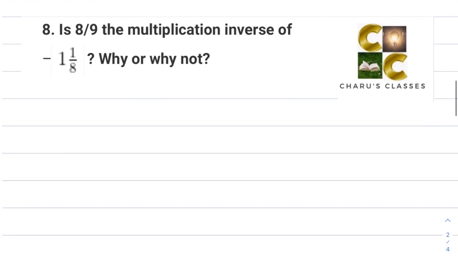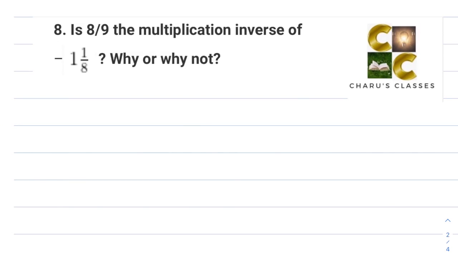Question number 8. Is 8 by 9 the multiplicative inverse of minus 1 by 8? Why or why not? किसी भी नंबर a का multiplicative inverse होता है 1 by a, and उसे अगर उसके multiplicative inverse से multiply करें तो we should always get 1 as the answer. So यहाँ पे let's first check minus 1 by 8. So this, if we solve, 8 ones are 8 plus 1 9. So this is minus 9 by 8.